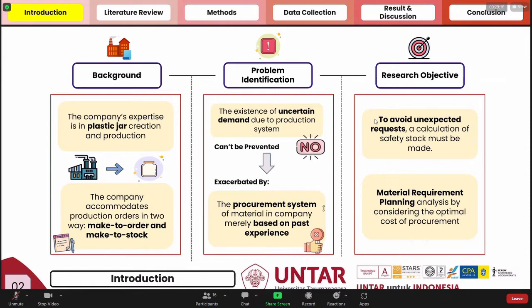As a result, there is a mismatch between the needed quantity of demand and the quantity of raw materials ordered. Because of the large quantity of items that must be kept, the mismatch raises the total cost of procurement. The research objective: the company needs to determine the proper quantity of safety stock to prevent sudden demand, and the material requirement planning analysis by considering the most optimal cost of procurement.